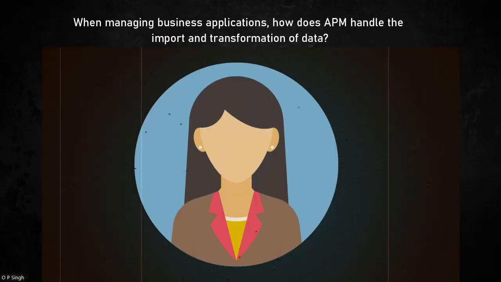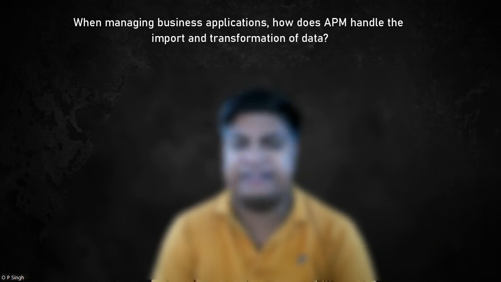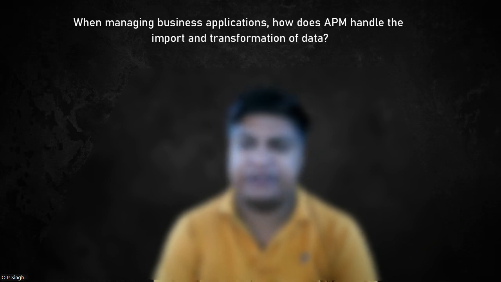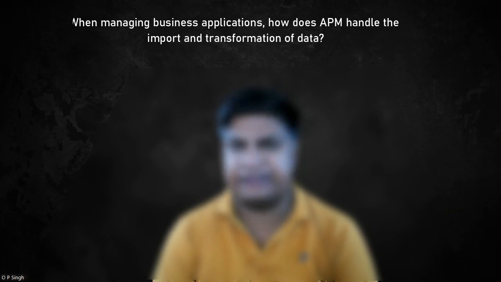I see. When managing business applications, how does APM handle the import and transformation of data? So in APM, you can manually record details of the business application or import them from a spreadsheet or a third-party tool. All sorts of options are available here. It uses data sources and transformation mapping to organize and assess the imported data efficiently.